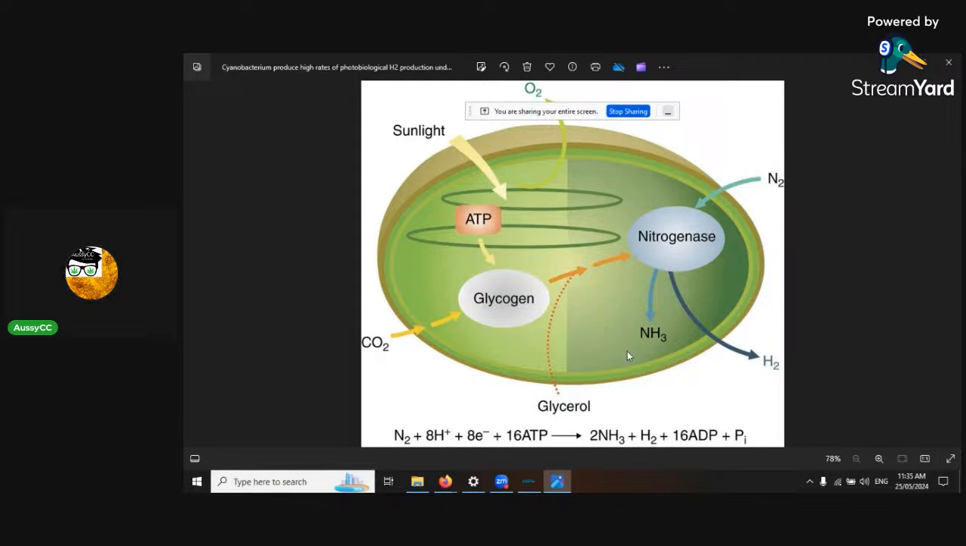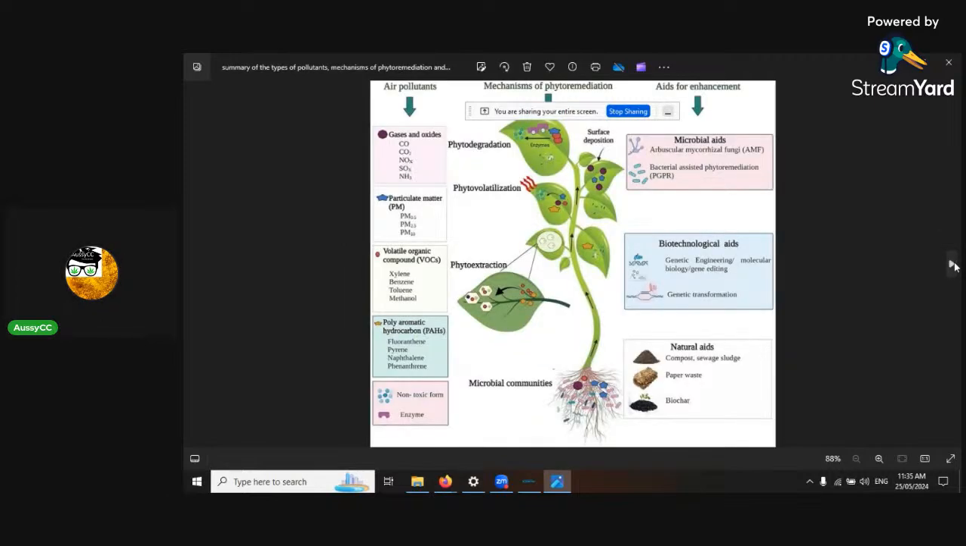Cyanobacteria. How they produce. They change nitrogen from the atmosphere with nitrogenase into ammonia. So if you have some cyanobacteria, you can get some free ammonia by using that biofertilizer, it's called. And I use Arthrospira platensis cyanobacteria because I want some free nitrogen.